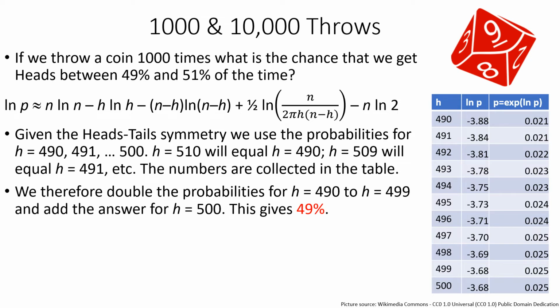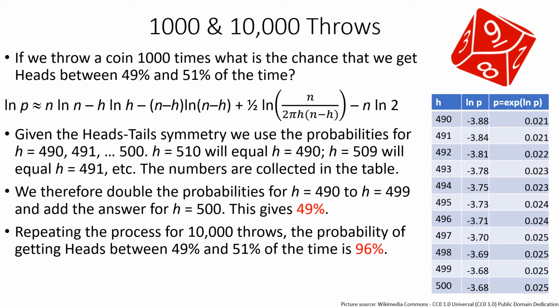So that's fairly high, considering that we're just looking at between 49% and 51%. Bear in mind we were looking between 40% and 60% last time. So that's a fairly decent chance of getting pretty close to half heads, half tails, just plus or minus 1%.